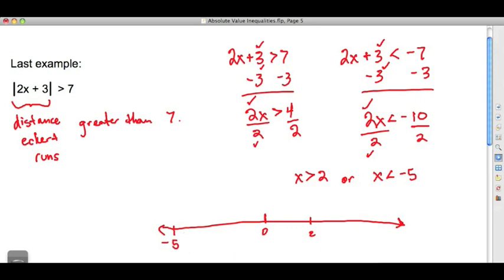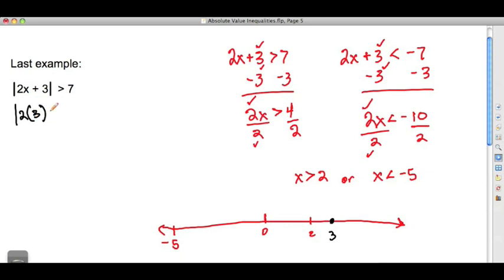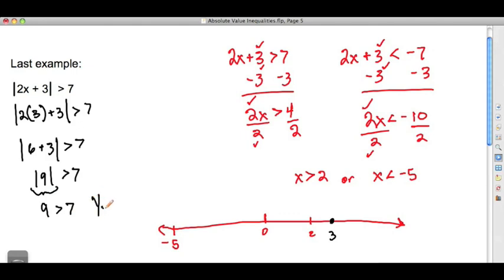We're only going to look at 1. So let's look at a number that's greater than 2. Let's take 3. Okay, and let's plug 3 into our equation and see what happens. 2 times 3 plus 3 greater than 7. 2 times 3 is 6 plus 3 greater than 7. 9 greater than 7. If Eckert runs 9 miles, is 9 greater than 7? Yes.